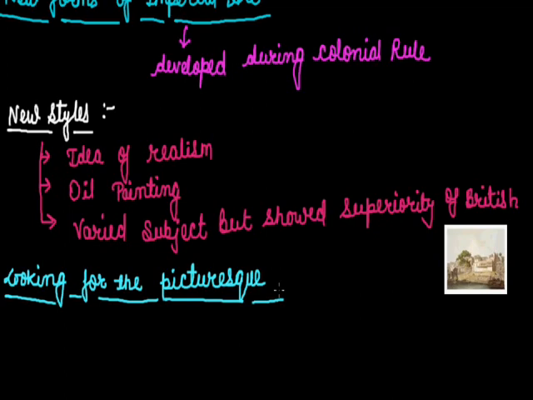Now we will discuss the meaning of engravings. Like, what is the meaning of engravings? A picture printed onto paper from a piece of wood or metal into which the design or drawing has been cut is known as engravings.